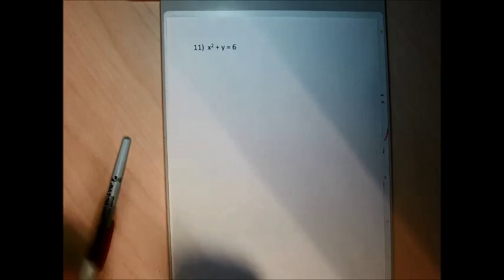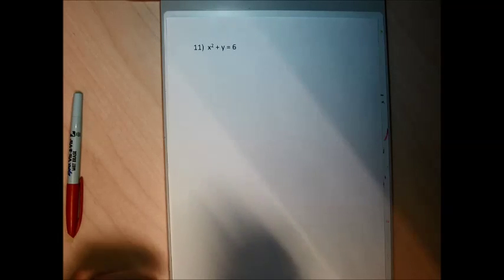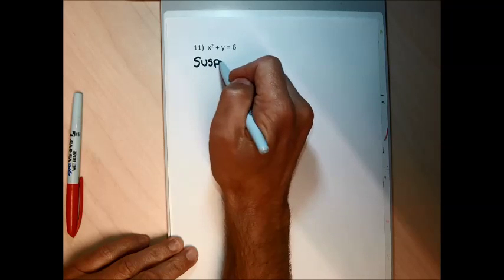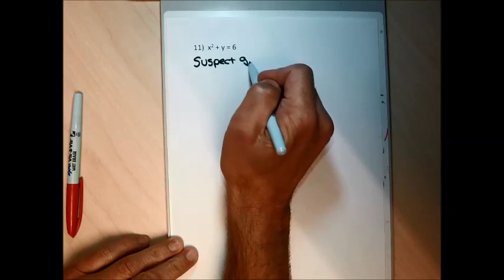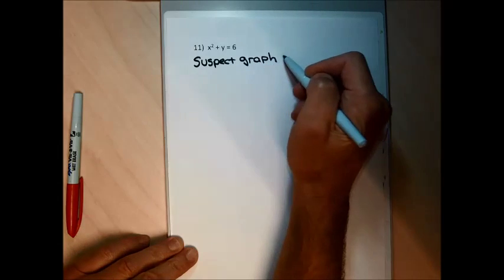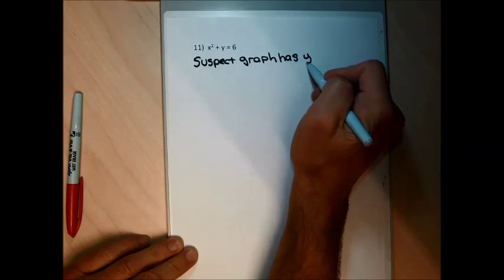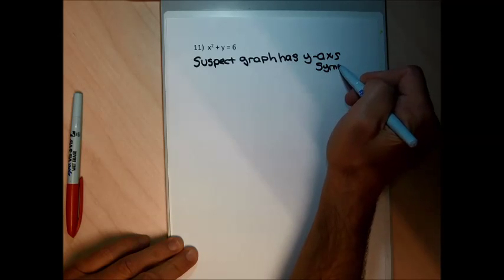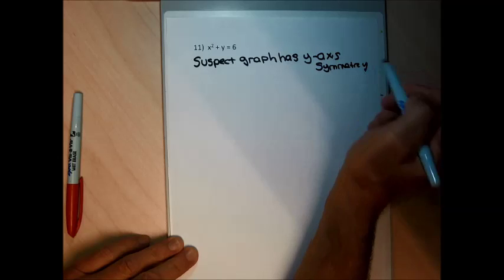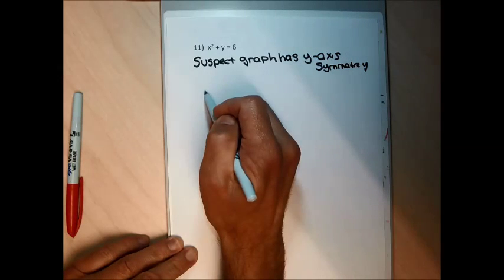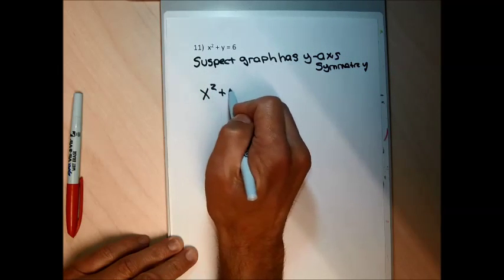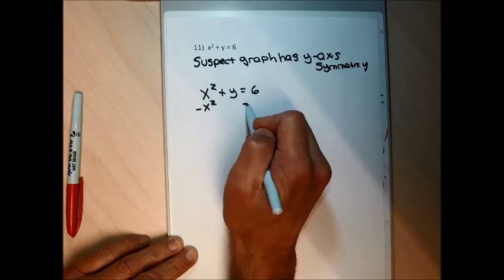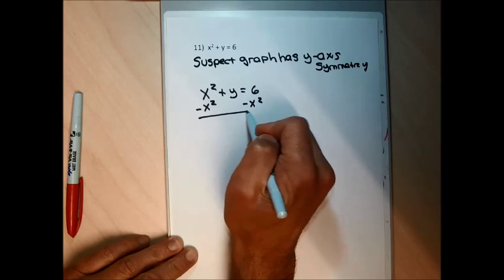I glance at the problem. I suspect it has y-axis symmetry. And I'm going to get a second level of confirmation by sketching a graph. And in order to sketch a graph of this to make sure my guess seems reasonable, I need to solve this equation for y. This equation's a lot easier to solve for y than the last equation.